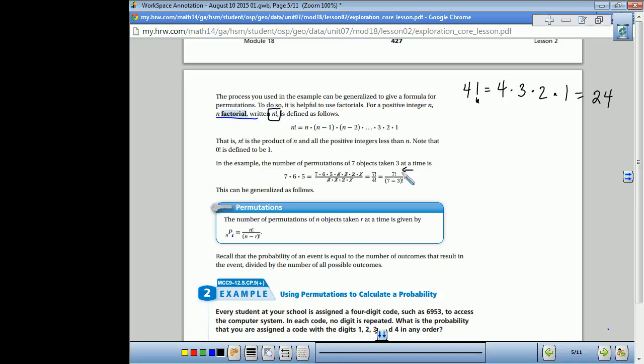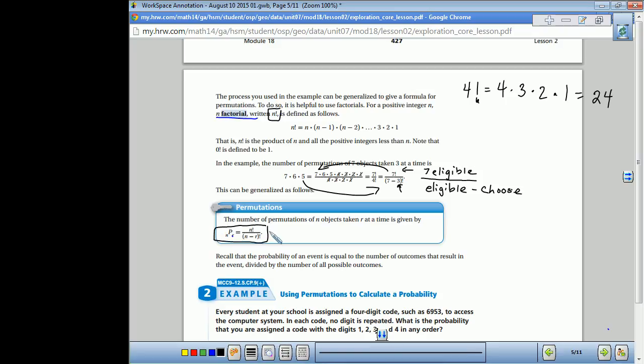But this 7 represented our total that we were working with. There were 7 eligible members. This 3 down here represents how many we're choosing. Do y'all see that? And do you see how I could have gone this direction instead of this direction? This is our formula for permutations.